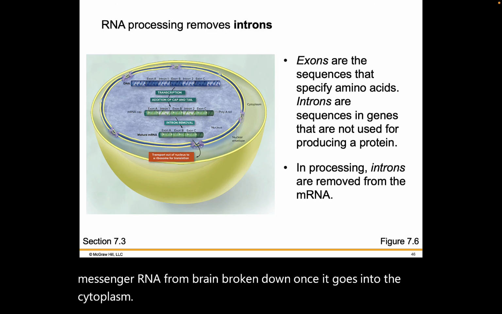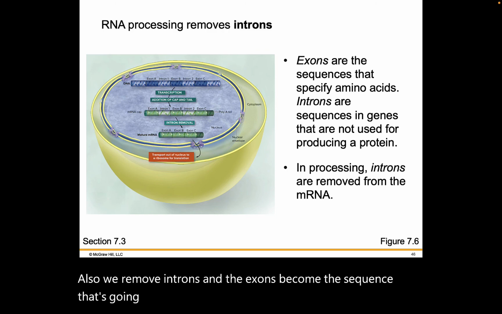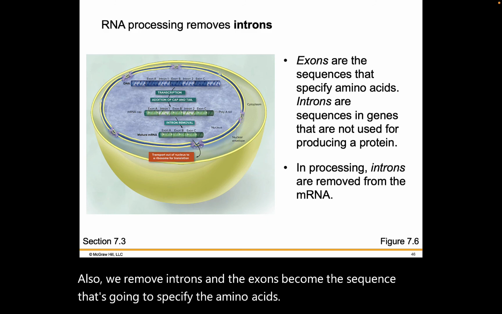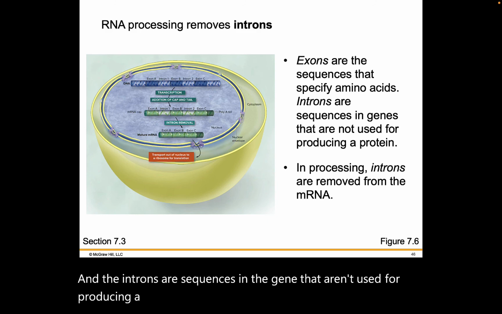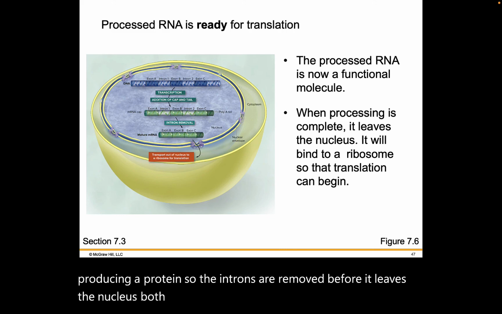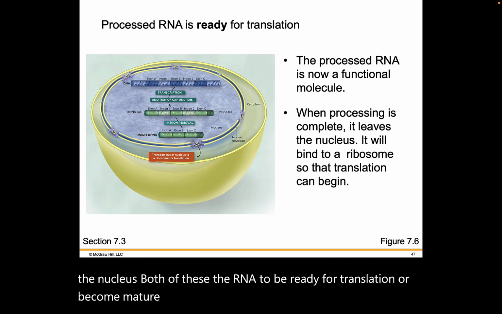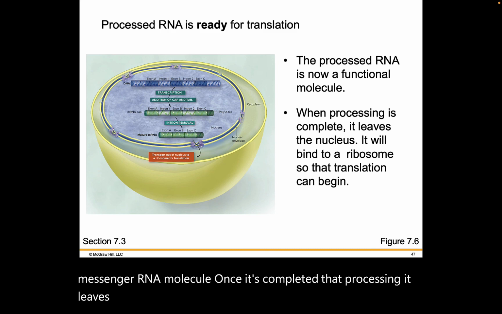Also, we remove introns, and the exons become the sequence that's going to specify the amino acids. And the introns are sequences in the gene that aren't used for producing a protein. So the introns are removed before it leaves the nucleus. Both of these allow the RNA to be ready for translation or become mature. This processed RNA is now a functional messenger RNA molecule. Once it's completed that processing, it leaves the nucleus, and then it will bind to a ribosome in the cytoplasm for translation to begin.